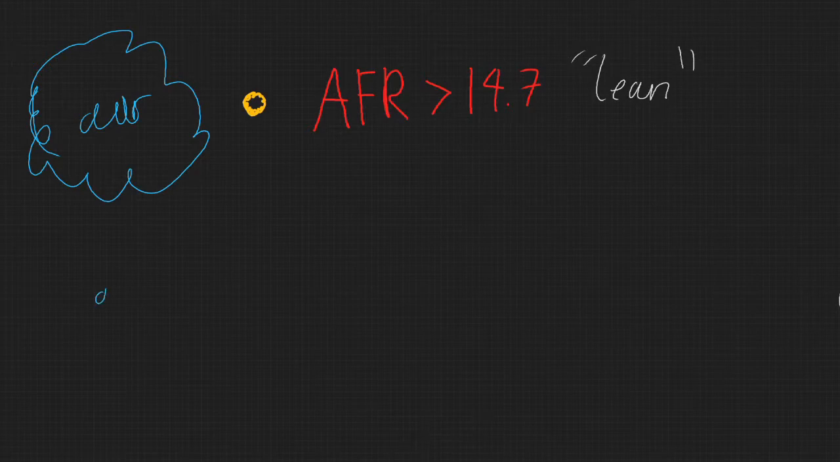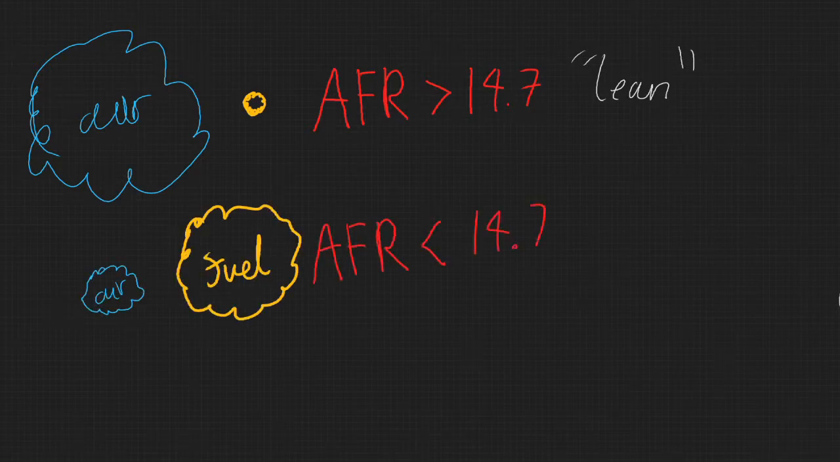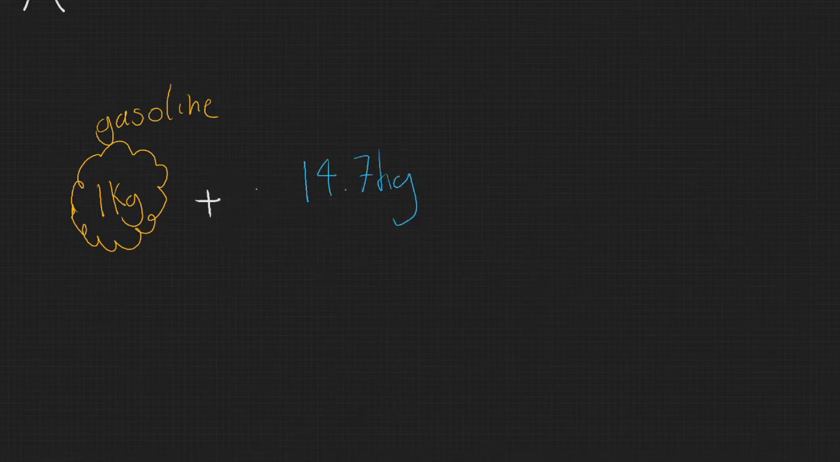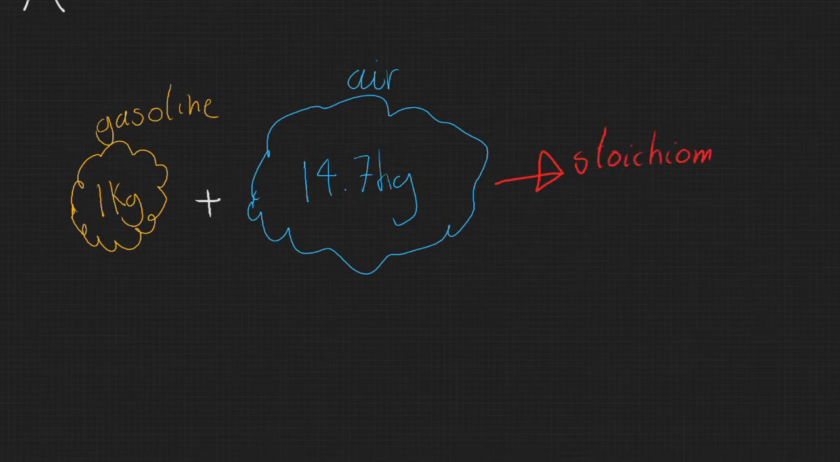Too much air, not enough fuel, the mixture is lean, or AFR is greater than stoichiometric. Too much fuel, not enough air, the mixture is rich, or AFR is less than stoichiometric. So for a gasoline with stoichiometric AFR of 14.7, to theoretically cleanly burn 1 kilo of fuel, we'd need 14.7 kilograms of air. For various reasons not covered today, engines can't always operate at stoichiometric AFR.